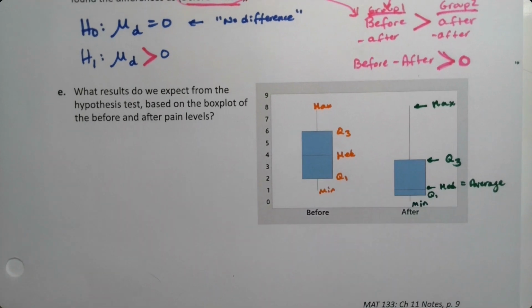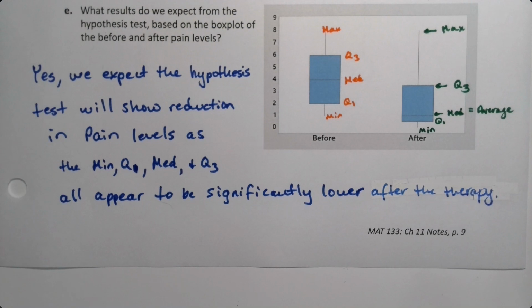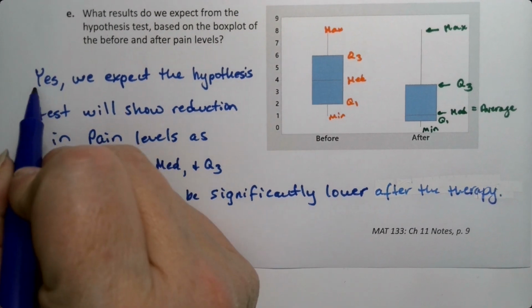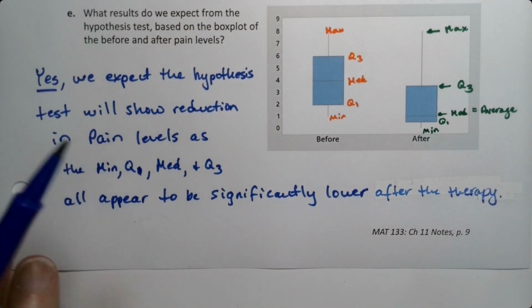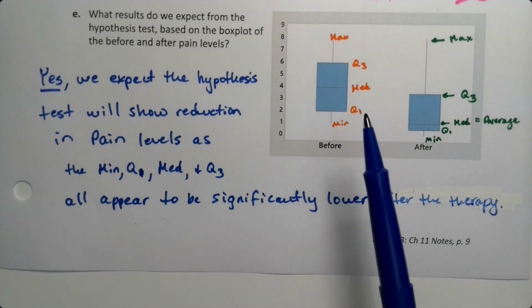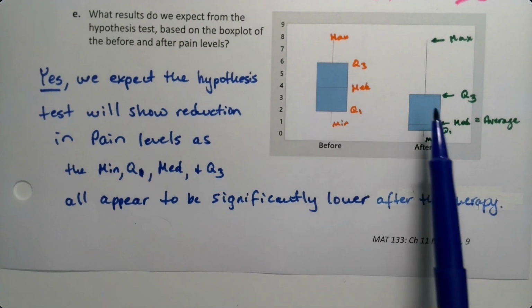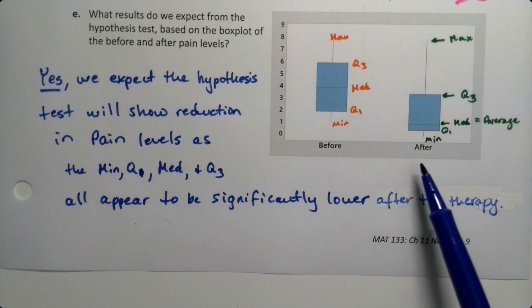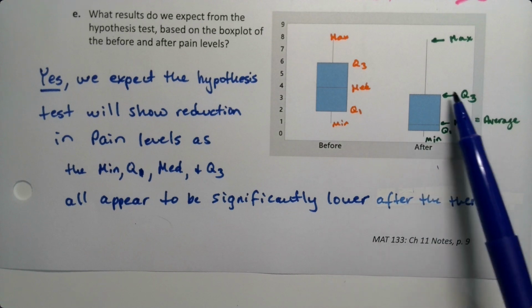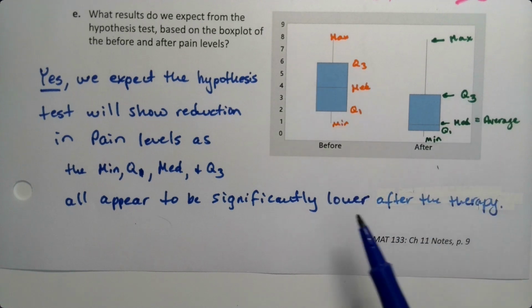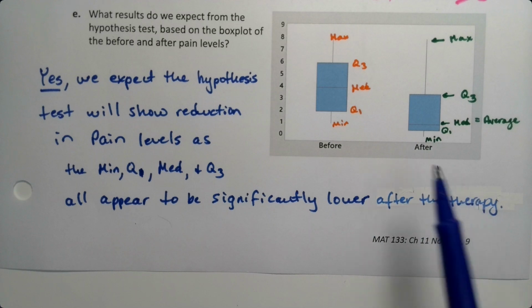I'm going to write that up. There. So yes, we expect the hypothesis test, which we haven't run, but just kind of looking at this, we expect the hypothesis test will show a reduction in pain because the minimum, the Q1, the median, and the Q3 are all significantly lower after the therapy than they were before the therapy.